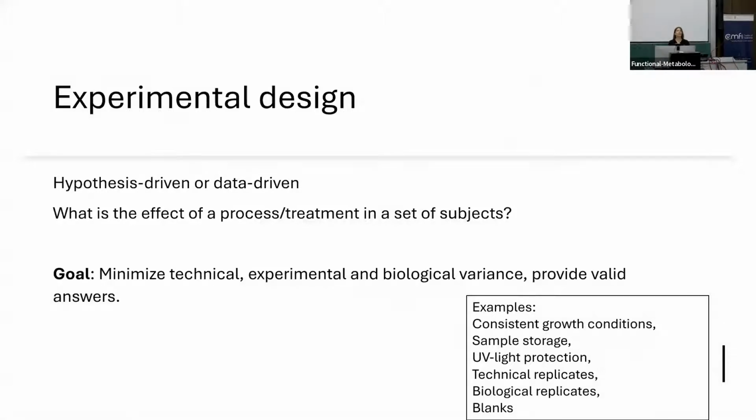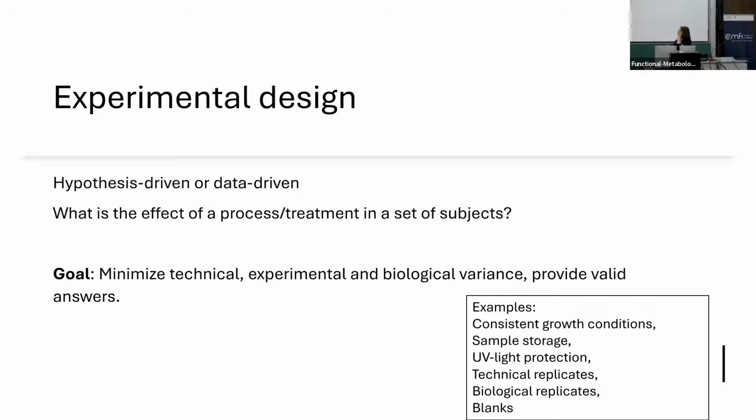So generally, an experiment can be hypothesis-driven or data-driven, as you know, and normally we aim to answer the question about what is the difference, what is the effect of a process or a treatment within different groups of subjects. And the goal of the experimental design is to minimize any technical, experimental, or biological variance that you have during the whole process. And of course, provide valid results, ethical results, and minimize your expenses, right?